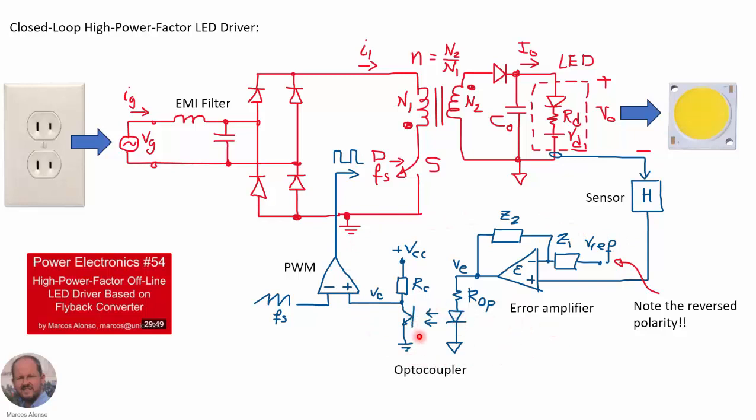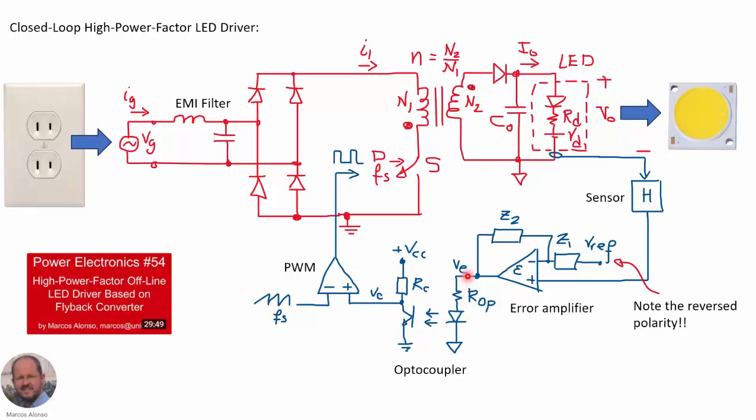We are using an optocoupler to keep the isolation between the output and the input, and we are using an error amplifier to implement the compensator together with the optocoupler. Here we have to note the reverse polarity. Here we are injecting the reference through the inverting input of the amplifier and sending the feedback signal to the non-inverting input of the amplifier. This is so because here in the optocoupler we have an inversion of the polarity too.